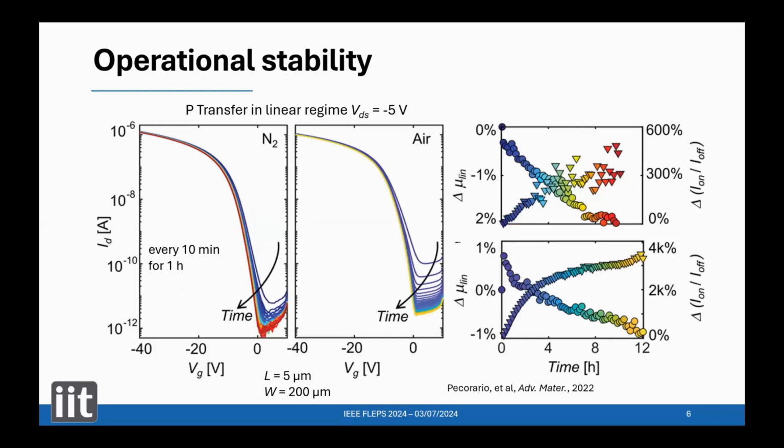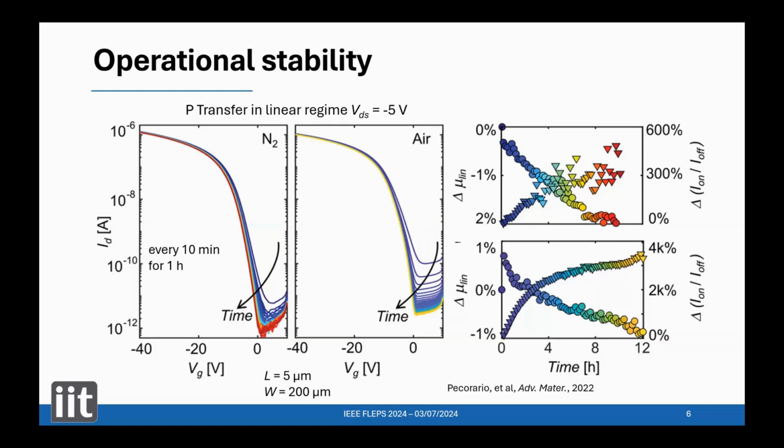As for operational stability, again, 3pH behaves quite well. As you can see, it has a very good behavior in both nitrogen and in air atmosphere. Expectedly, off currents in air are much higher due to oxygen doping, of course. But overall, over a period of 12 hours of consistent measurements, we have a very good on-off ratio increase and a very small linear mobility decrease. So overall, good operational stability.